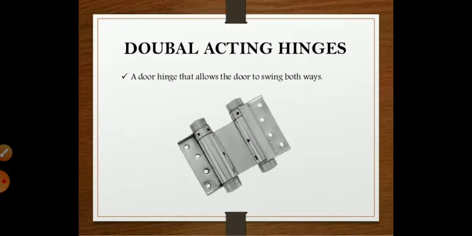The last is, wait a minute, double acting hinges. Okay, the door hinge that allows the door to swing both ways. Where the door swings both ways, in that type of door double acting hinges are to be provided. Okay, so these are the types of hinges, all the types of hinges we use as required for the door. Okay, in the next lecture we will discuss the types of bolts.